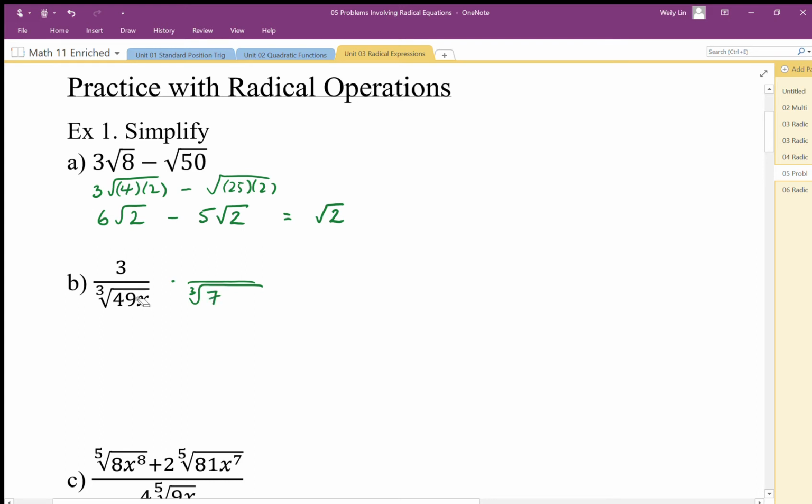We need a perfect cube for x's. To do that, we need to multiply by x squared. Okay, so in this case, the denominator now will give us a perfect cube, the cube root. 49 times 7 is 343 x cubed.